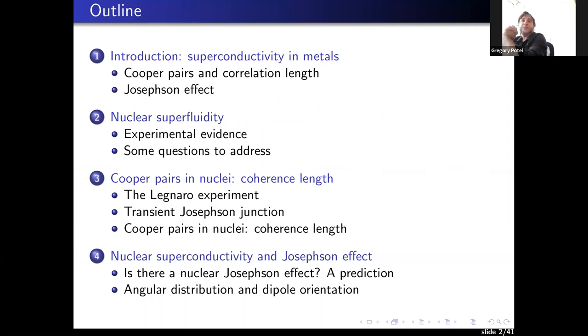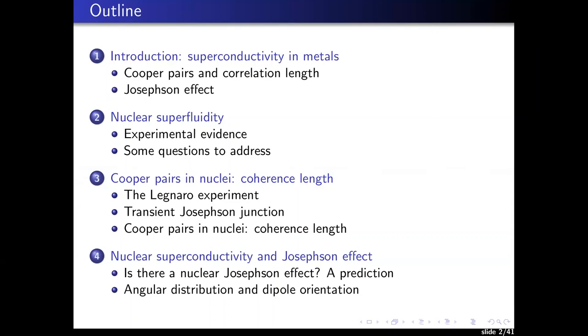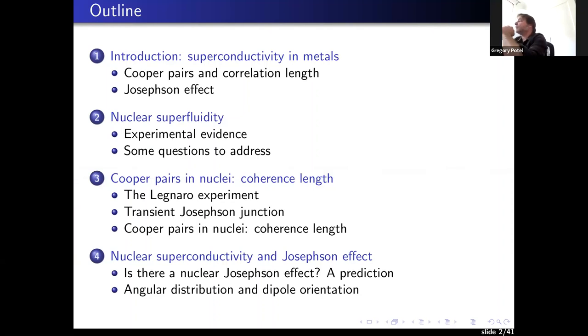Okay, so this is the brief outline. I will be talking extensively about superconductivity and superfluidity. I will start with a brief introduction that will not only be brief, but also very personal. I'm going to try to highlight the things I'm interested in for the context of this talk: the correlation length of Cooper pairs in superconductors and the Josephson effect. Then I'm going to see how that can be related to nuclei, going from metals, where superconductivity was discovered, to nuclei.